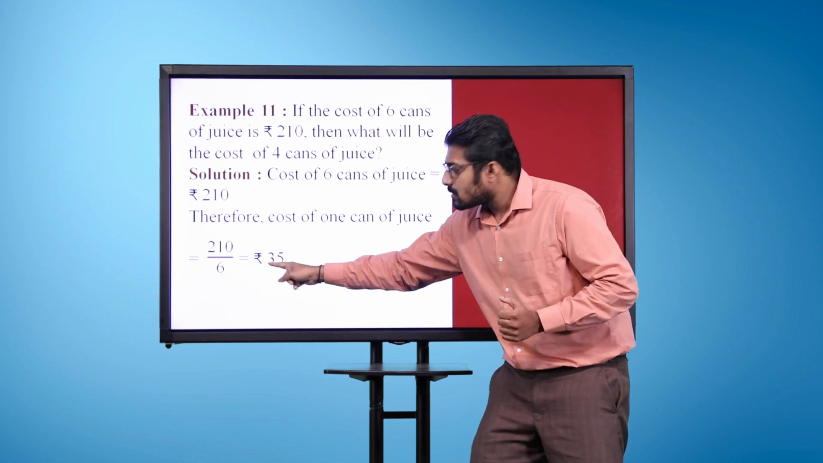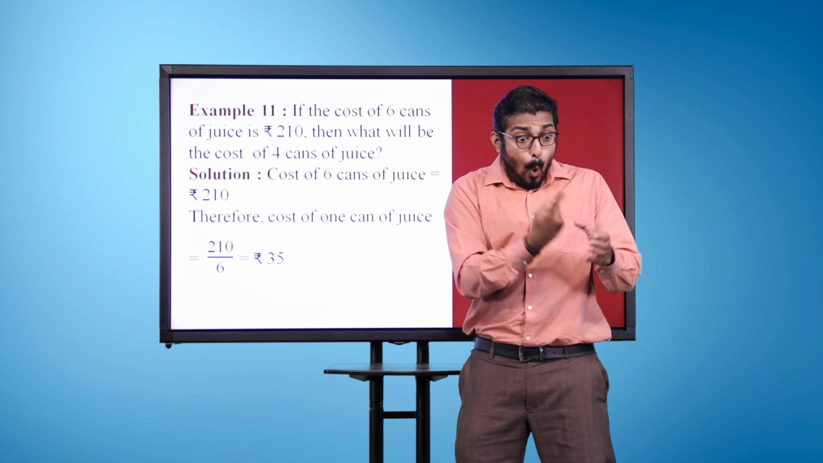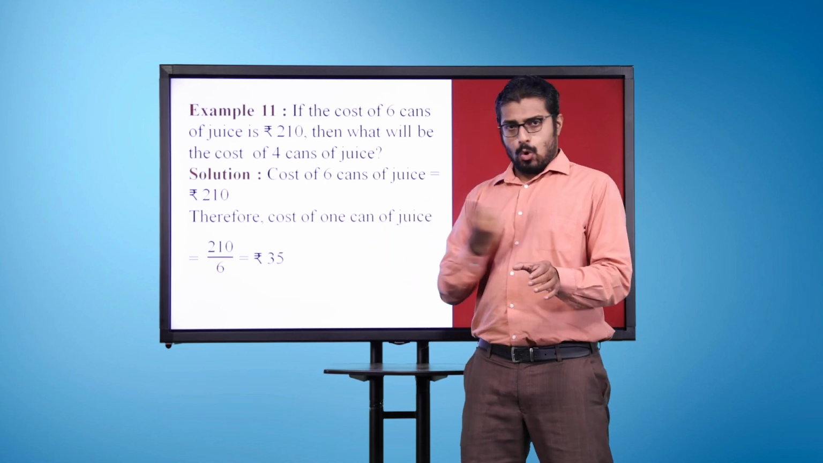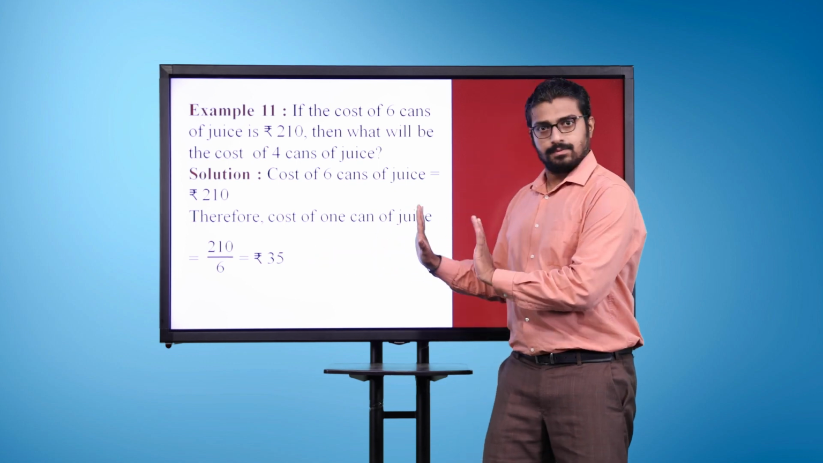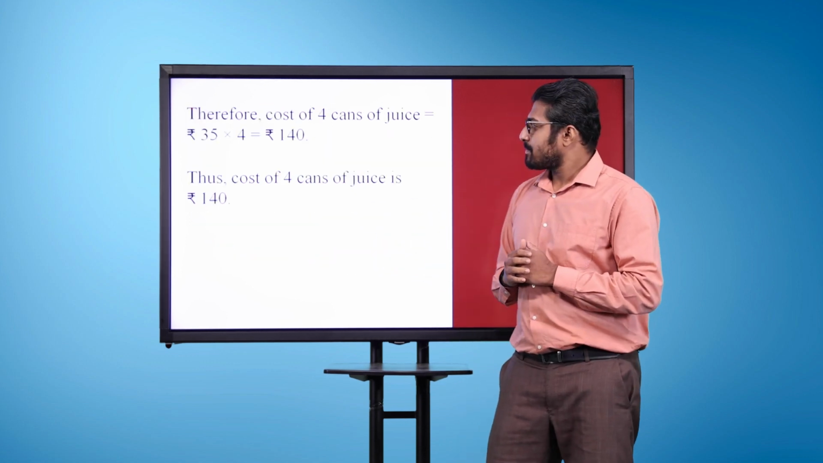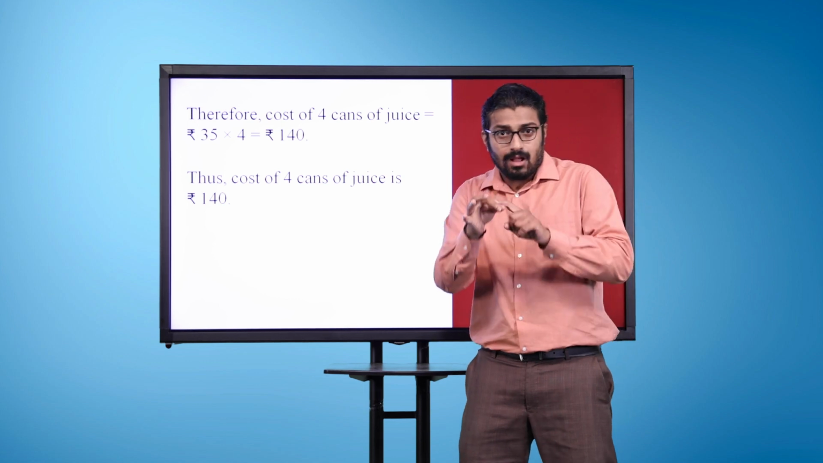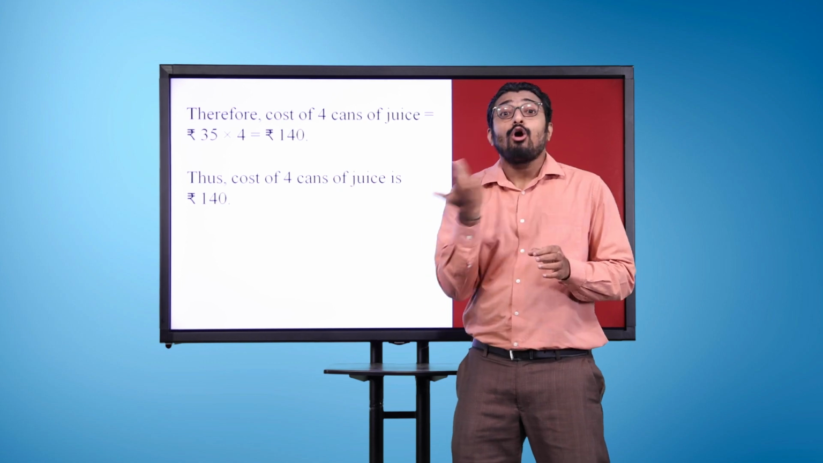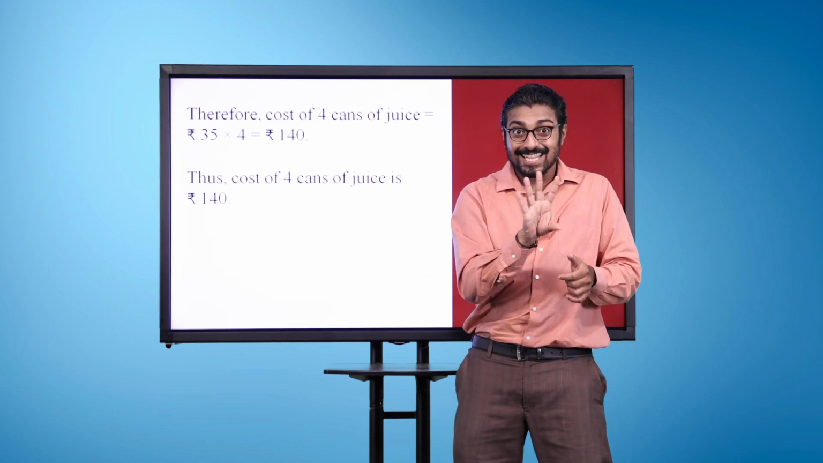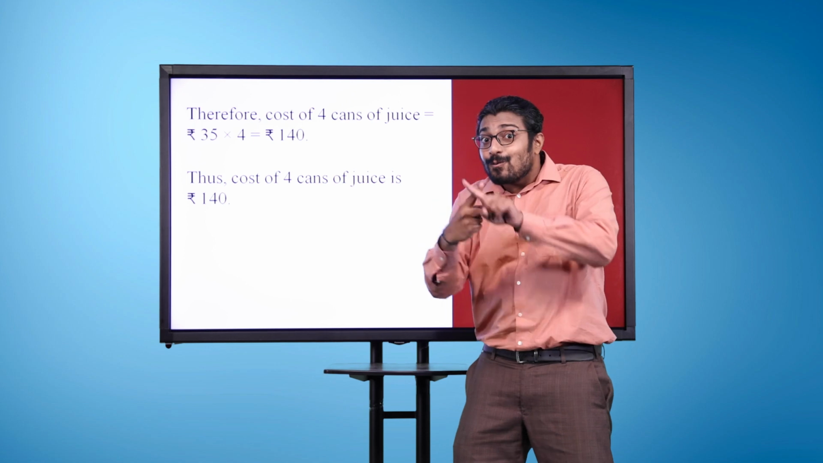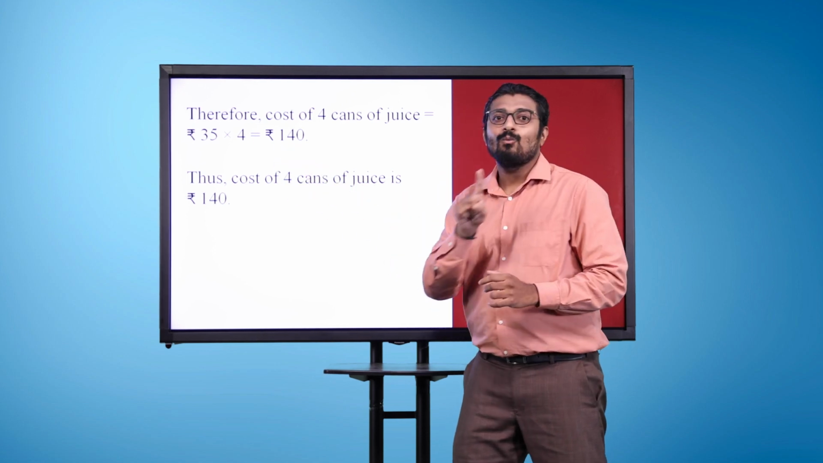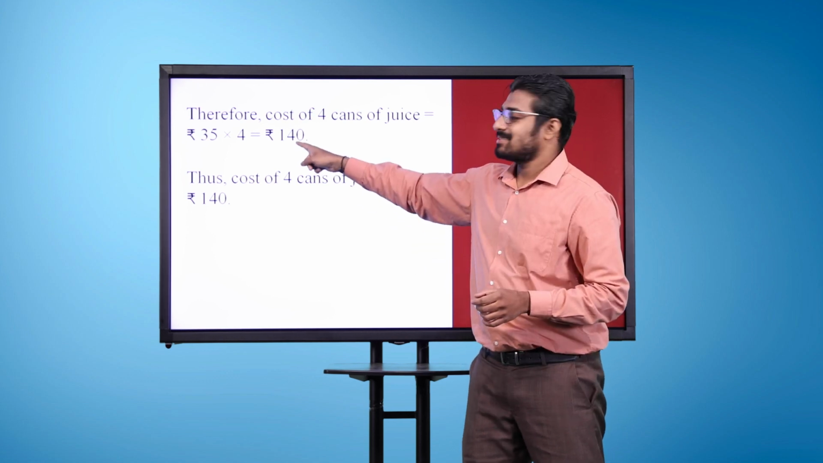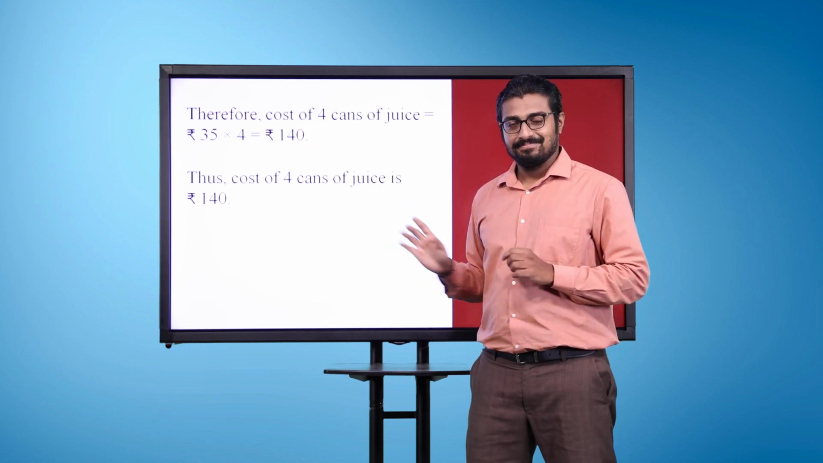Therefore, cost of 1 can of juice is equal to 210 divided by 6, which is equal to ₹35. Therefore, cost of 4 cans of juice is equal to ₹35 multiplied by 4, which is equal to ₹140. Thus, cost of 4 cans of juice is ₹140.